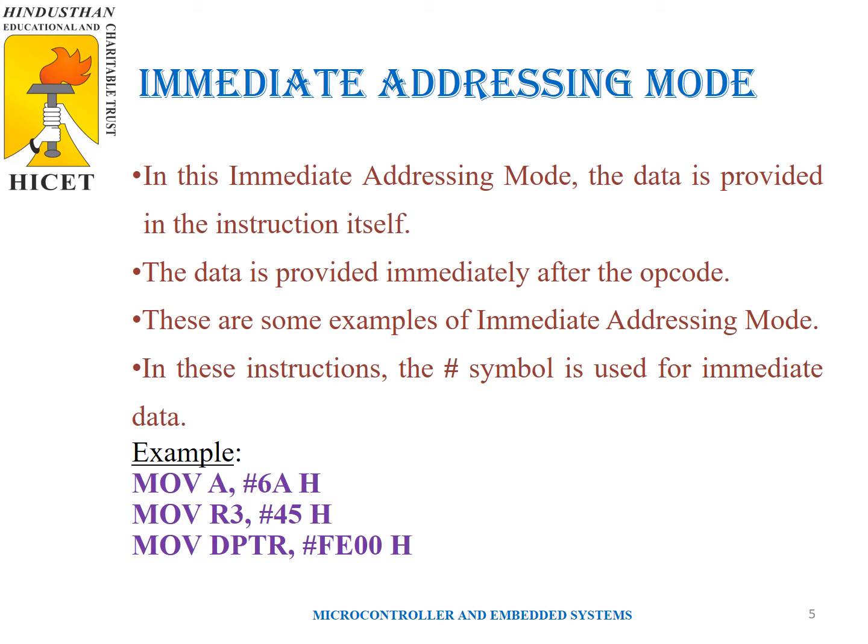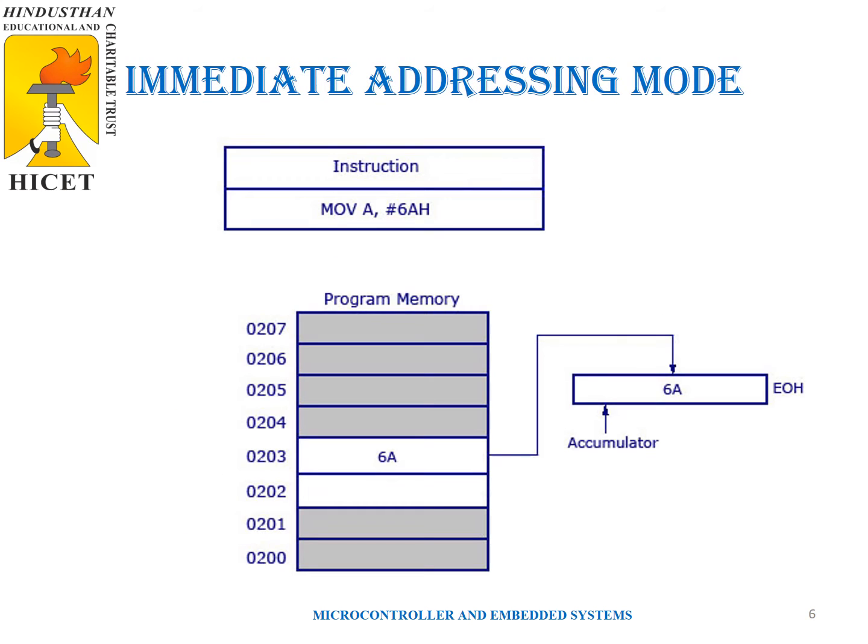MOV DPTR, #FE00H. In this example, the content 6A is moved to accumulator A. Then the content 45 is moved to register R3. Here FE00 acts as 16-bit data. Since our microcontroller capacity is 8-bit, the lower byte 00 is moved to DPL and the higher byte FE is moved to DPH. Let's see the representation of immediate addressing mode.